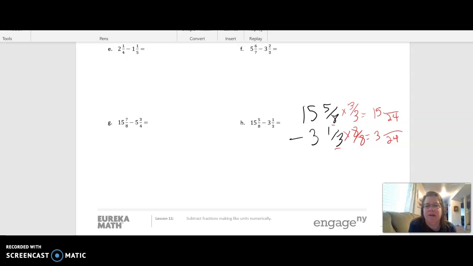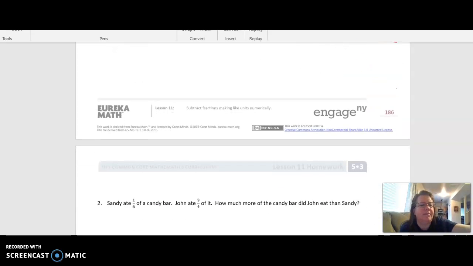Okay, now our numerator. 5 times 3 equals 15, good. And 8 times 1 equals 8. And now I can subtract again, right? So finish that up. I was thinking that this one would make you borrow from the whole number, but it doesn't, so that's super easy. You can finish that. Okay, let's look at word problems for a minute.